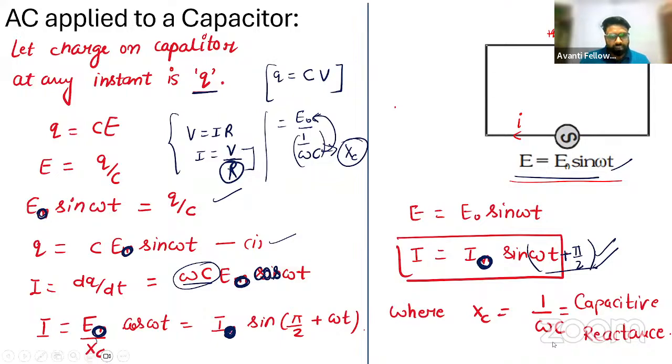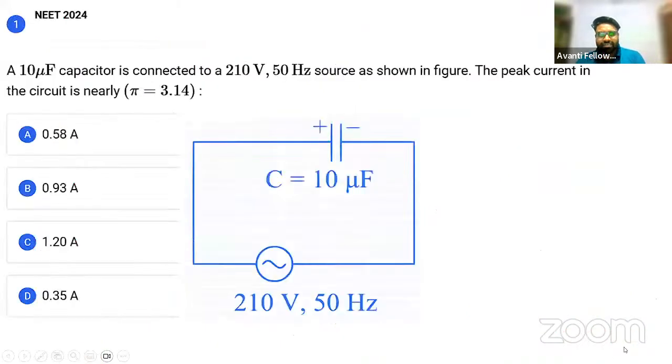Clear. Now based on this concept, let's try to solve this question. In this question, a 10 microfarad capacitor is connected to a 210 volt, 50 hertz source. As shown in the figure, the peak current in the circuit is nearly. So capacitance is given as 10 microfarad. E is given to you. This 210 volt is the peak value.